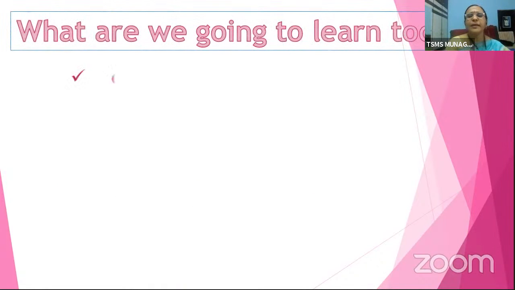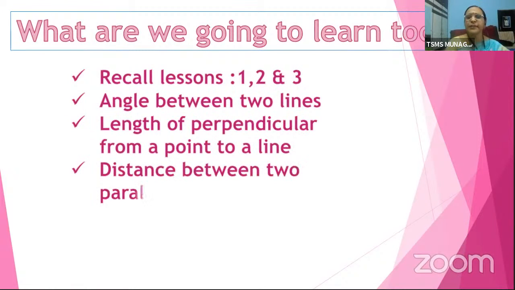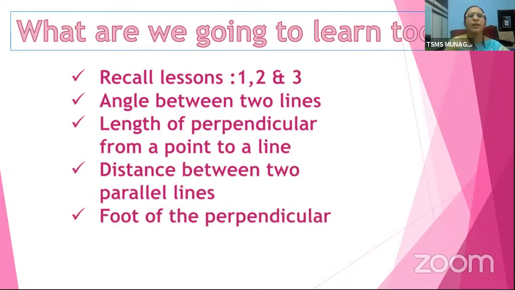In the previous sessions, as Madam has rightly said, we have seen the slope of the line and the conditions for concurrency, etc. So let's recall whatever is majorly important. And today we are going to check the angle between two lines, length of perpendicular from a point to a line, distance between two parallel lines, and foot of the perpendicular. That's what we are going to learn today. So shall we start? Yes, here we go.